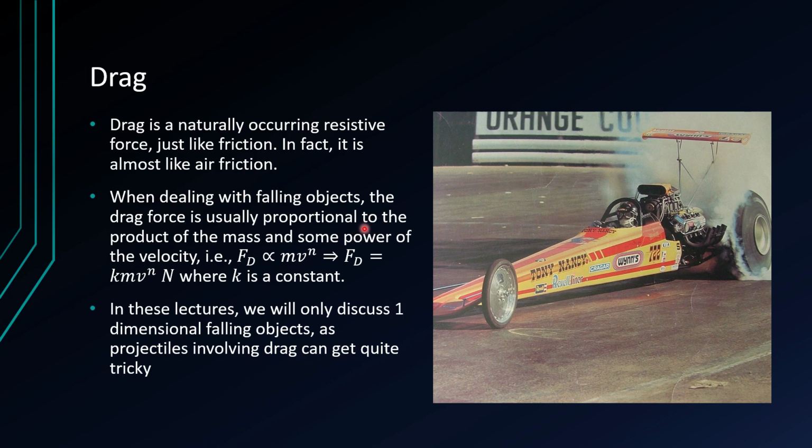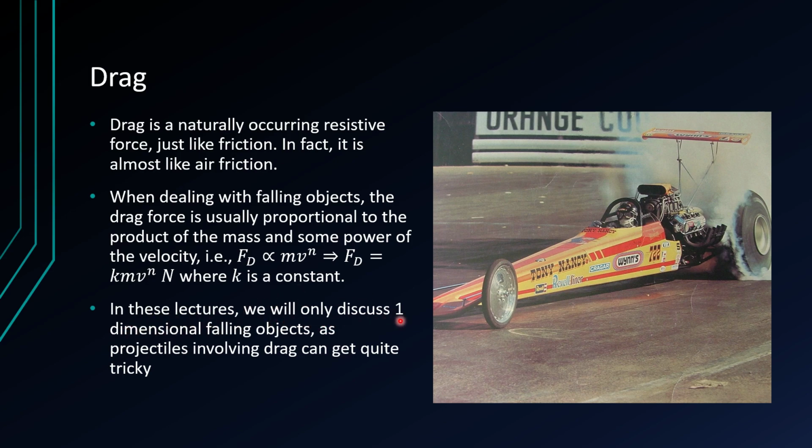So in general, with falling objects, the drag force is proportional to the product of the mass and some power of the velocity. So we can write it mathematically as F_d is proportional to m v^n, which implies that F_d = k m v^n newtons of drag, where k is a constant.